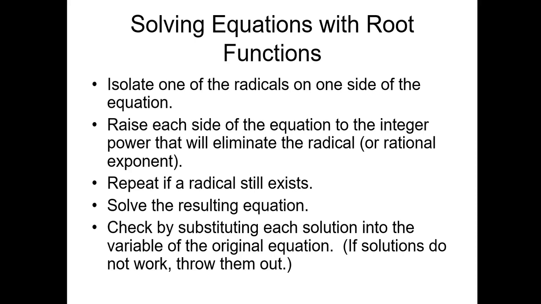Raise each side of the equation to the integer power that will eliminate your radical, or if you have a rational exponent, eliminate that. If a radical still exists, repeat steps 1 and 2. Keep doing that until the radicals are gone. Then solve the resulting equation. Then finally check, check, check. Take each solution, put it back into the original equation, and see if it works. If it works, great, it goes in the answer blank. If it doesn't work, throw it out.